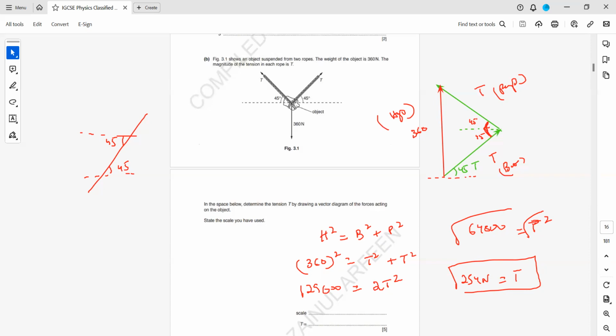Anyone having a doubt or a question till this point? Any question or a doubt? Okay.